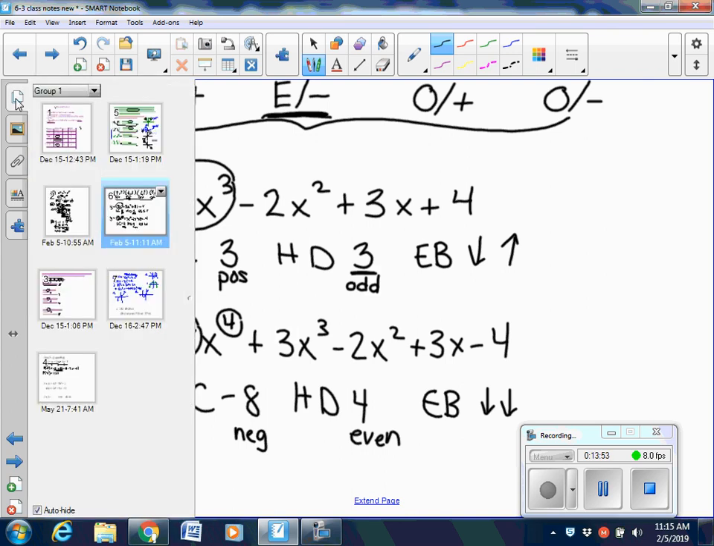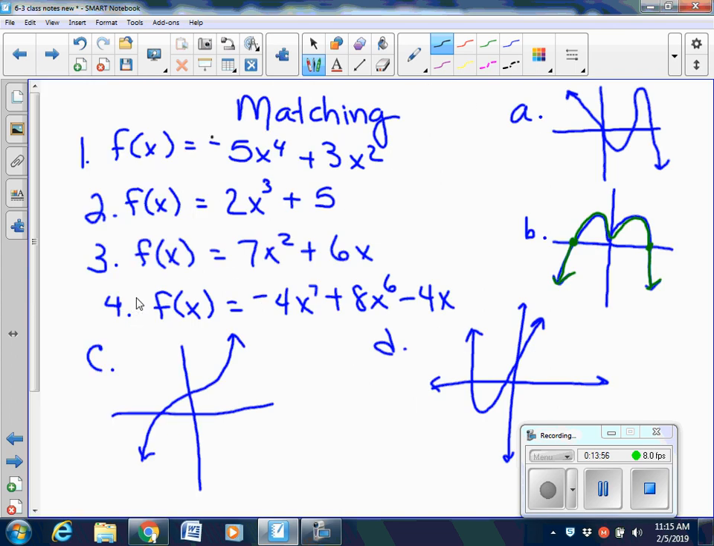Okay, now the last page, and we're done with notes. Without a graphing calculator, you can match the equation with the graph. So without a graphing calculator, I can look at the first one right here, and I can see that this is the highest degree, and this is the leading coefficient. The highest degree is even, and the number out here is a negative number. If it's an even and negative number, then which graph starts down and ends down? It can only be B, because that's the only graph that starts down and ends down.